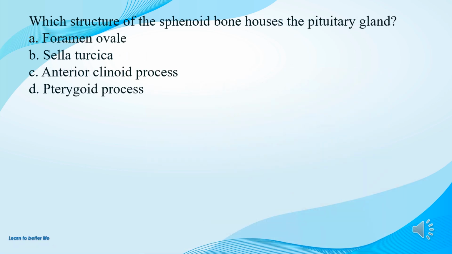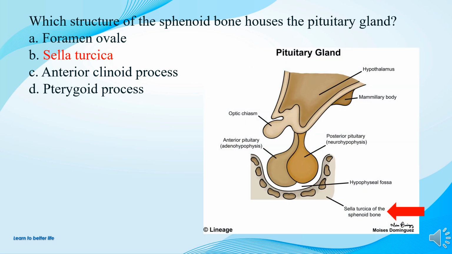Which structure of the sphenoid bone houses the pituitary gland? A. Foramen ovale. B. Sella turcica. C. Anterior clinoid process. D. Pterygoid process. The answer is B. Sella turcica.